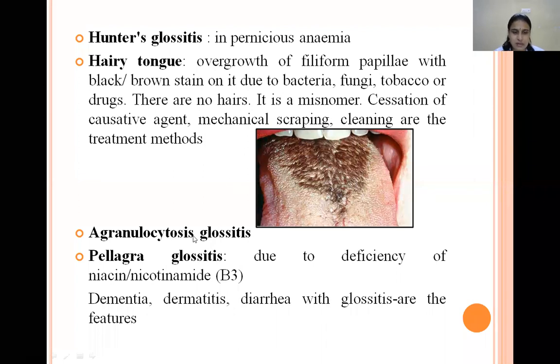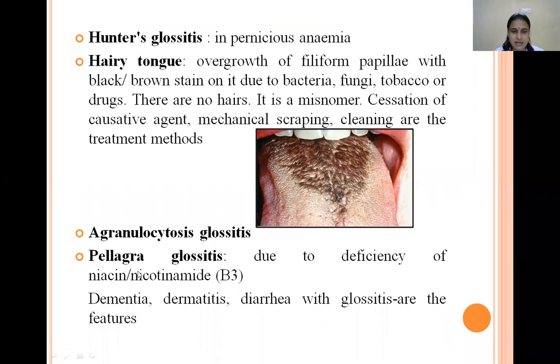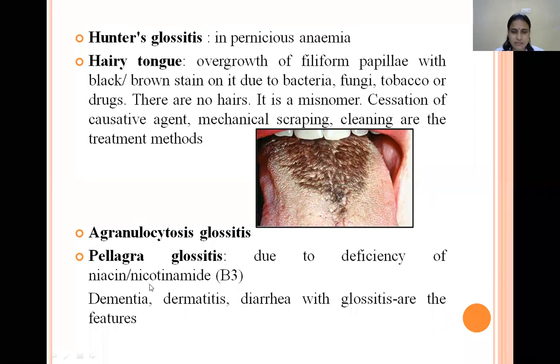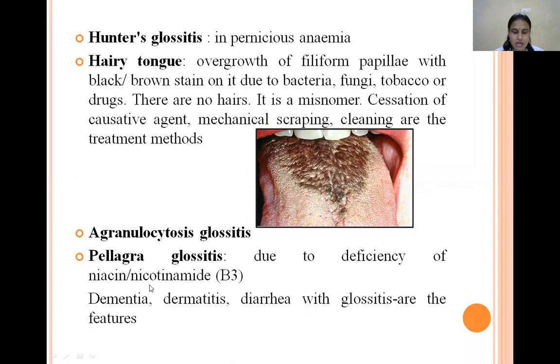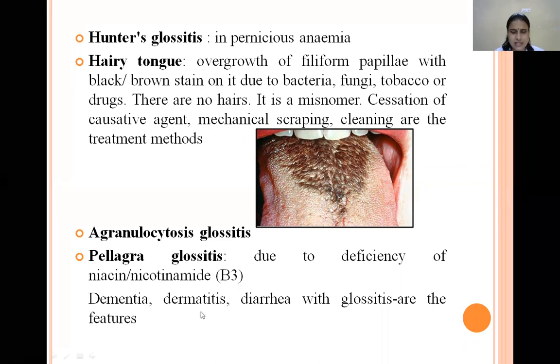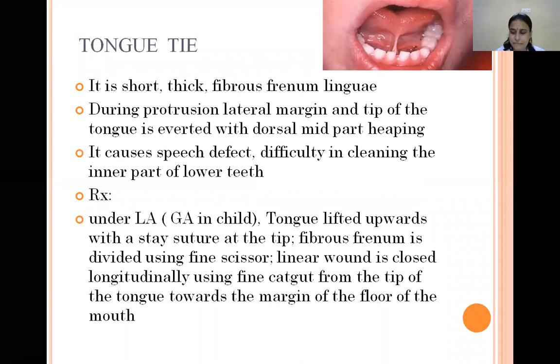Next, the types of glossitis include pellagra glossitis, due to deficiency of vitamin B3, niacin or nicotinamide, that causes pellagra. Dementia, dermatitis and diarrhea, and glossitis are the classical features of this deficiency disorder. The other important topic that you can be asked for 2 marks is tongue tie.